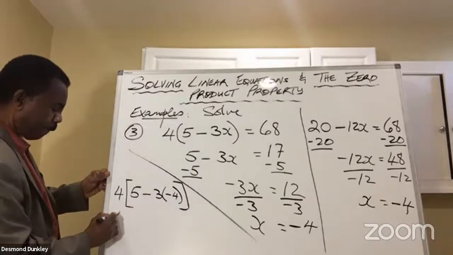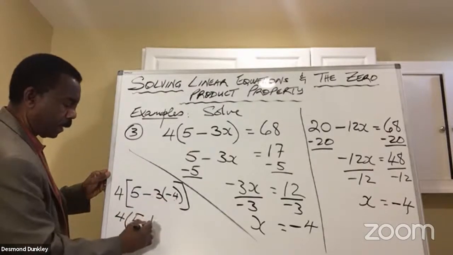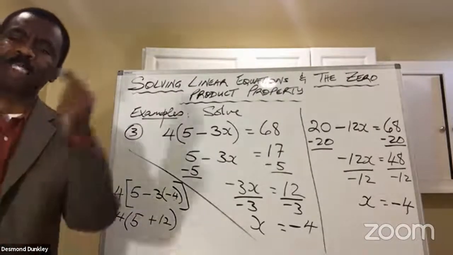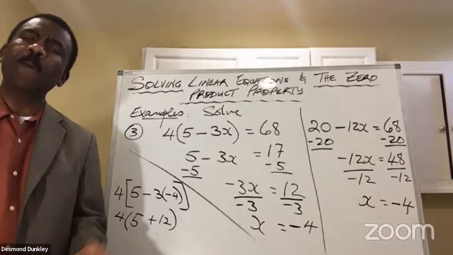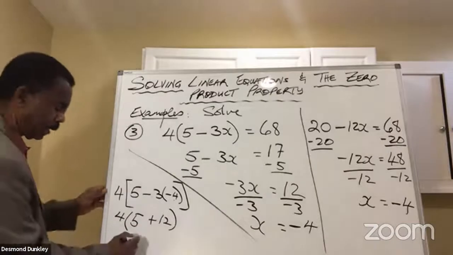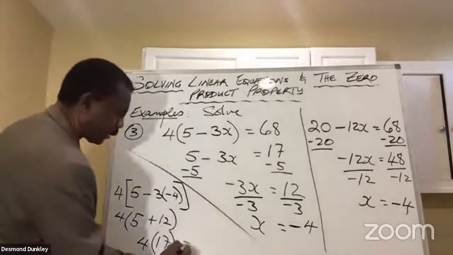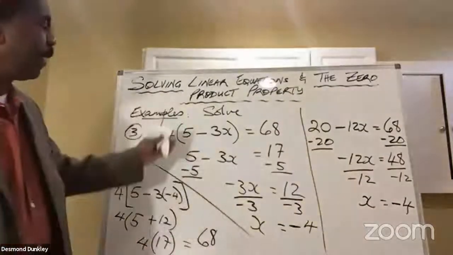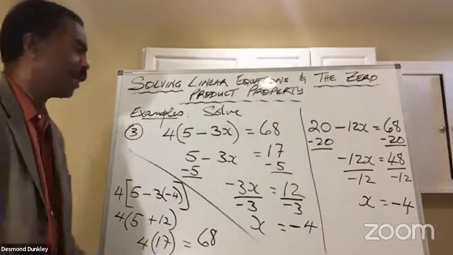So now we have 4 times 5, -3 times -4 is +12. Negative times negative is positive. If the signs are the same, the product is positive. If the signs are the same, then when you divide, the quotient is positive. So here you go, 5 plus 12 is 17. So it's 4 times 17. And 4 times 17 is equal to 68. So I had to plan the number in my head so that the numbers came out nicely. So there it is. So we prove that -4 is actually correct.